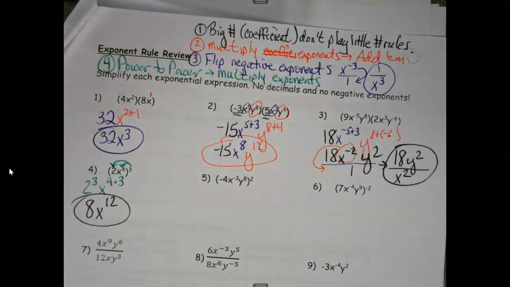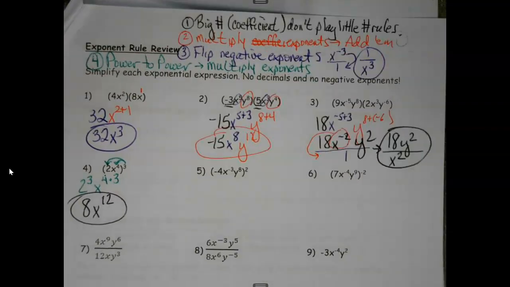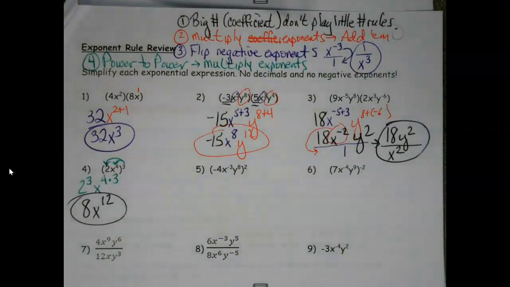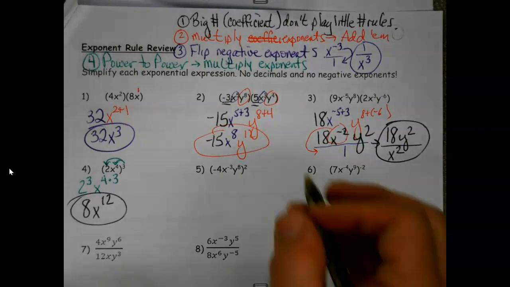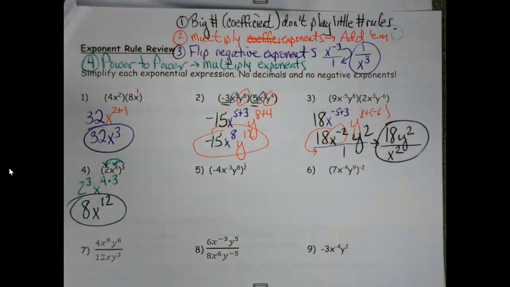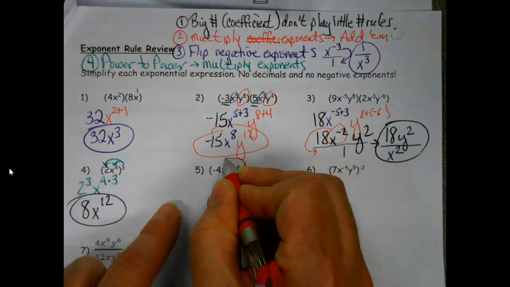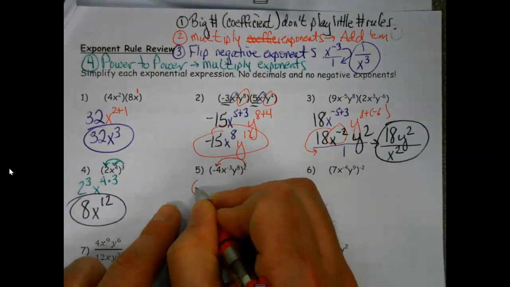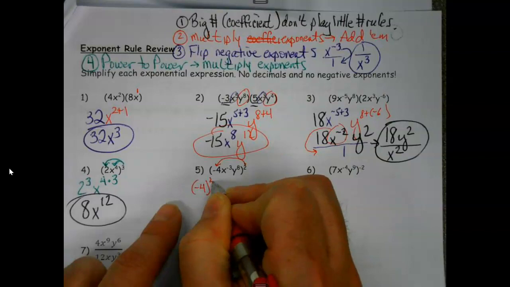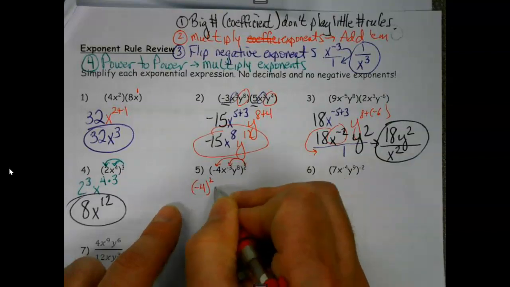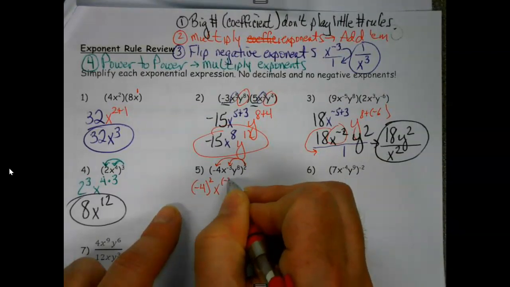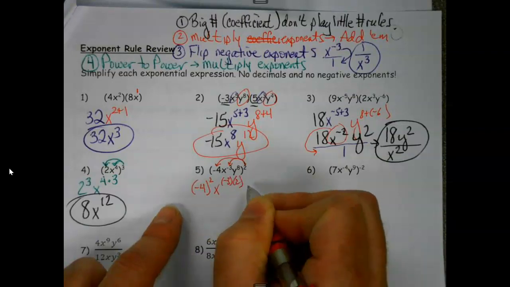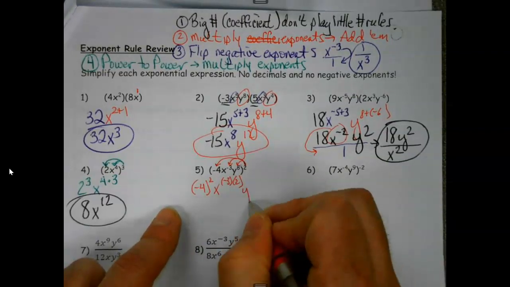As we do these, we're going to start having some issues come up that we've got to be aware of. So let's play it again here. That 2 goes to this negative 4. Goes to that negative 3. And goes to that 8.